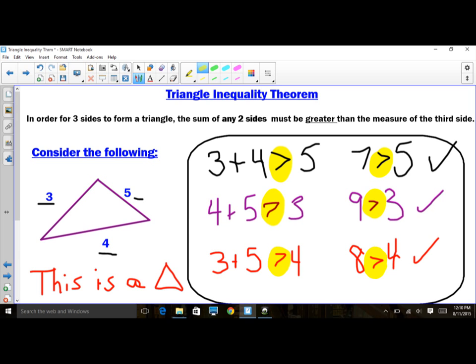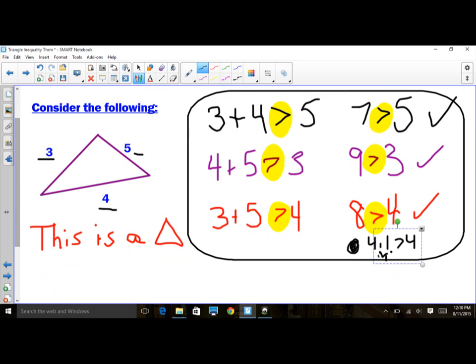So even down here, if we ended up somewhere with like 4.1 greater than 4, well, that's true. But if we ended up with 4 greater than 4, well, now we're running into a problem. This wouldn't make a triangle, okay? So you want to make sure it's strictly greater than. That's a really important detail.